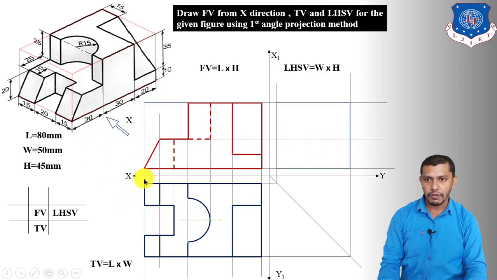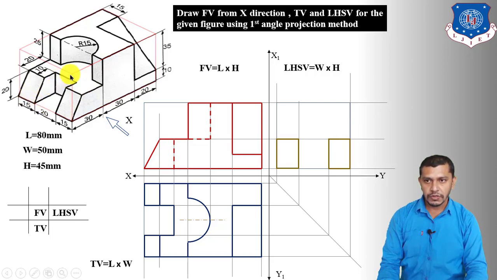Now in the top view we have shown that part as a rectangle, so project this and this in the left hand side view. These two rectangles will show the left hand side view of these inclined faces. So draw a rectangle which will show the left hand side view of these inclined faces.